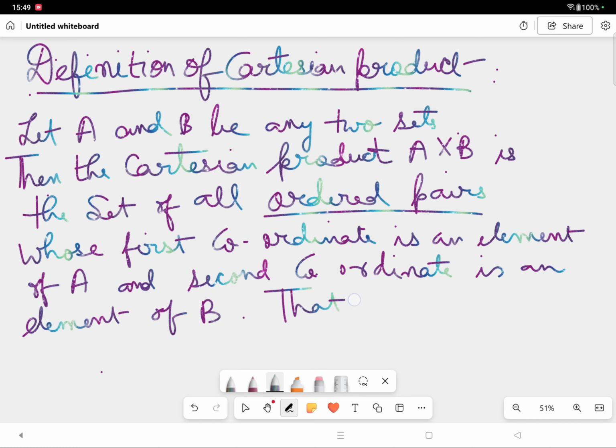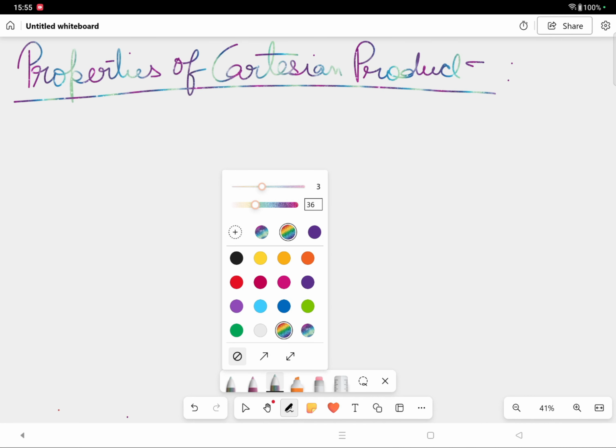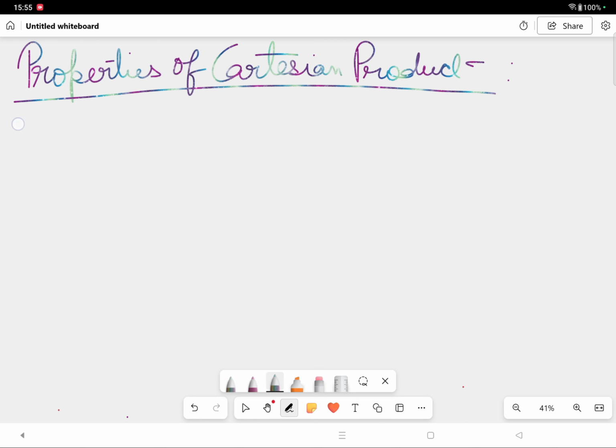That is, how can it be represented? A cross B equals to X comma Y such that X always has to belong to set A, because A cross B, and Y has to belong to B because it's A cross B. Now we start with the properties of Cartesian product. The first property, which I have already mentioned earlier, is that Cartesian product is non-commutative.